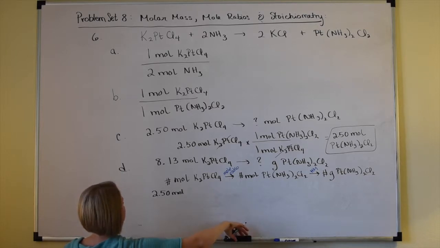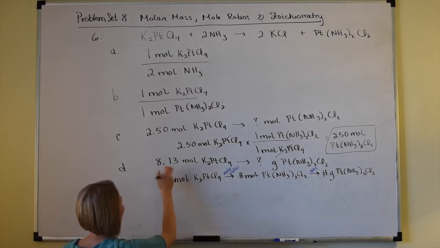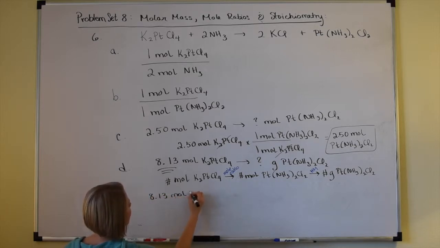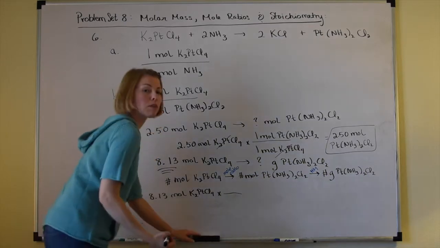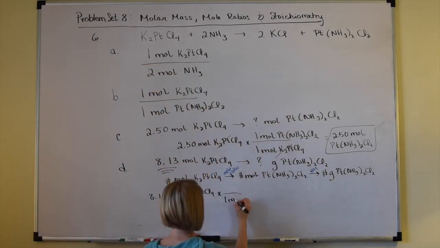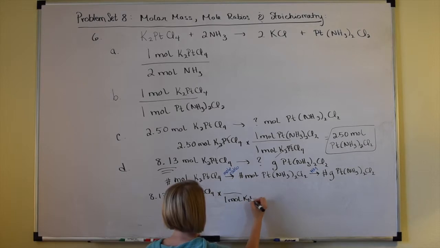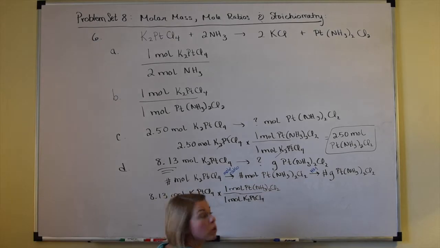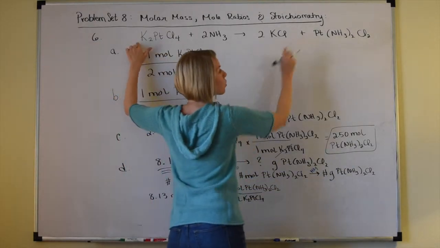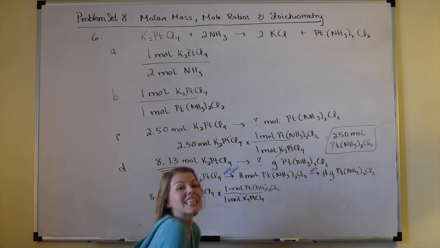Okay, whoops, and it's not 2.50 moles, sorry. It's 8.13 moles of that potassium tetrachloroplatinate. Okay, and for every 1 mole that reacts, you're going to get 1 mole of that product. How do you know? Because I gave you the balanced chemical equation up here, and it's a 1-to-1 relationship.